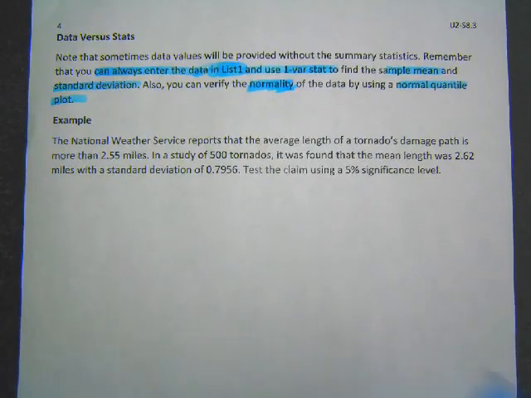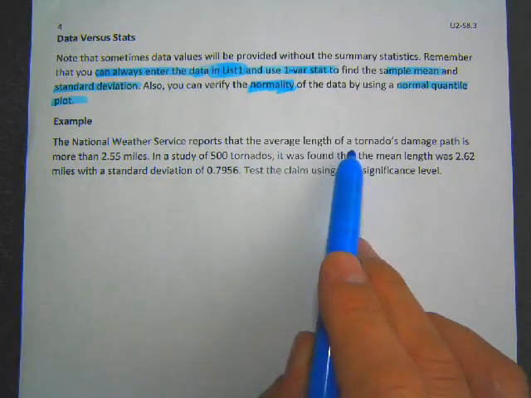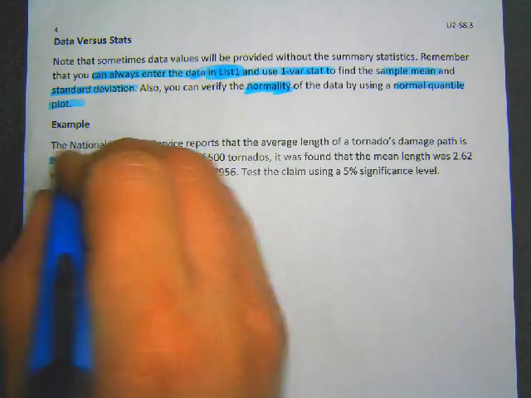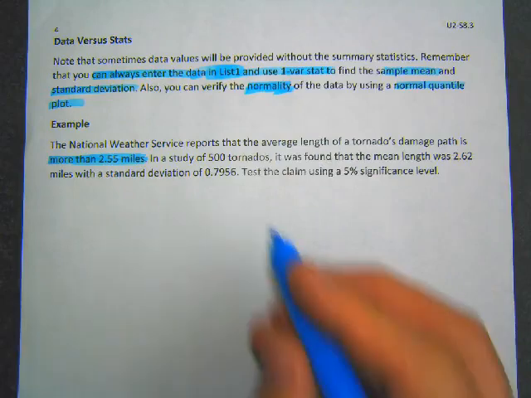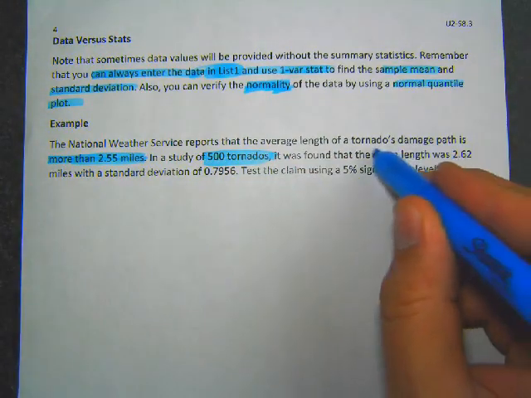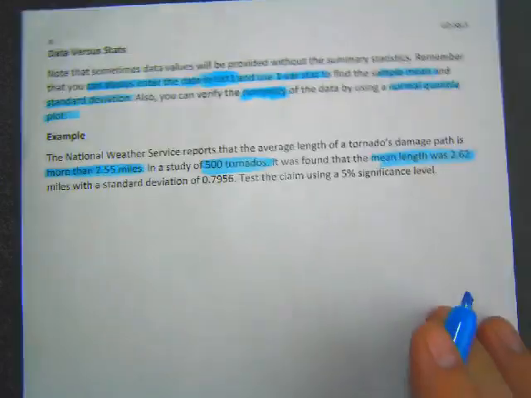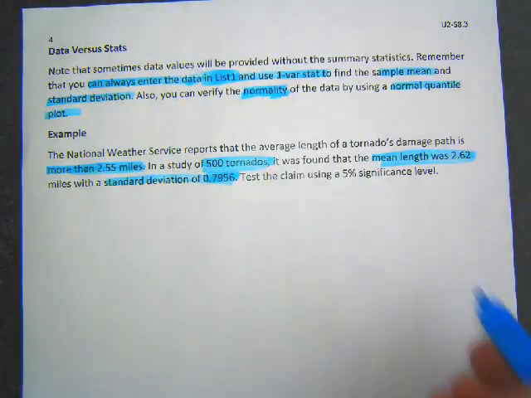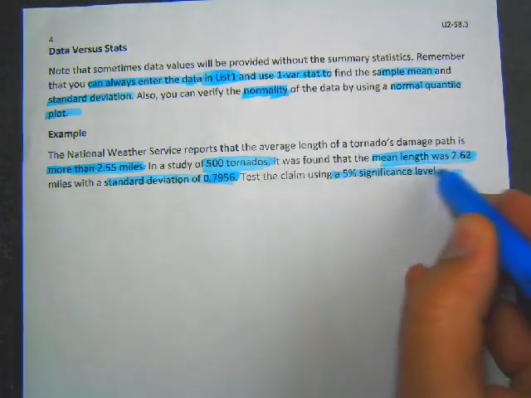All right, last one. Let's do one more. The National Weather Service reports the average length of a tornado's damage path is more than 2.55 miles, so we're looking at more than 2.55 miles. In a study of 500 tornadoes, that's their sample size, the mean length, so the average length of the sample, is 2.62, and the standard deviation is 0.7956. We want to test the claim using a 5% significance level.